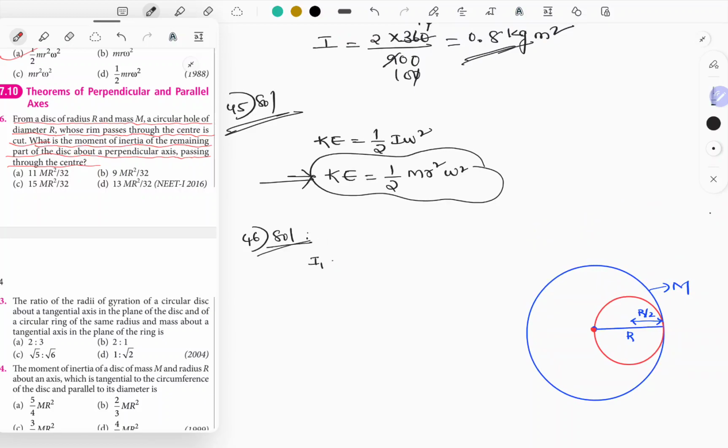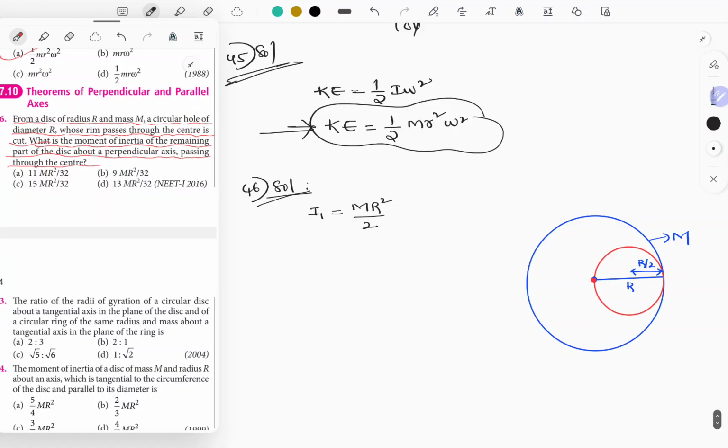Let me represent the initial moment of inertia of that body before removing that small hole. It is going to be MR square by 2 because it is a disk and the axis is passing through the center of mass and perpendicular to the plane. They are removing some mass. We don't know how much mass they are removing. As this is a disk, we have to consider the area of the body. For example, for pi R square area, if the mass is capital M, then for pi, what's the radius of the disk which is being removed? R by 2 whole square area. What is going to be the mass?